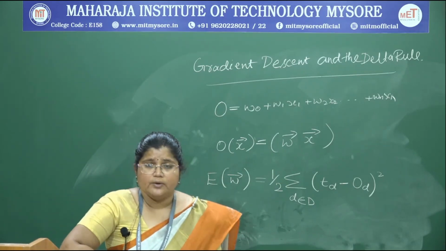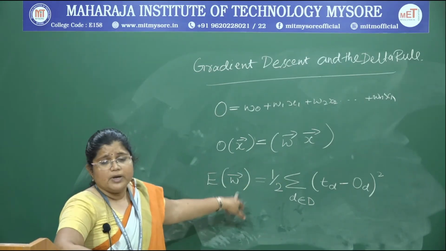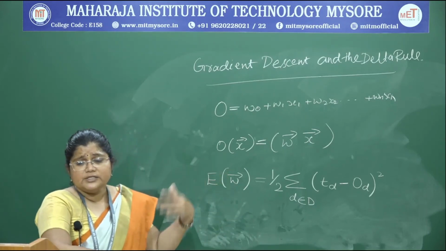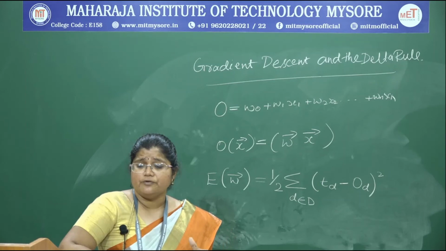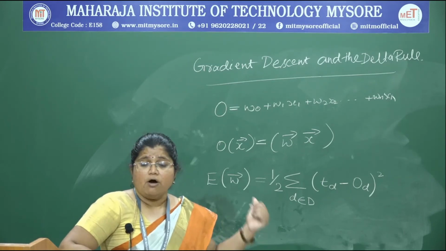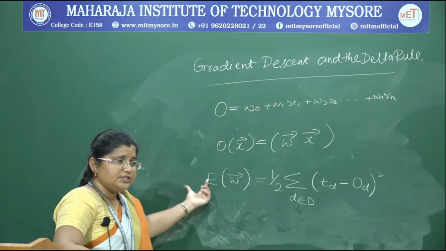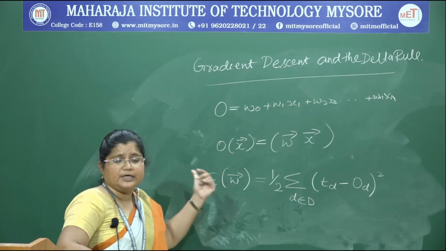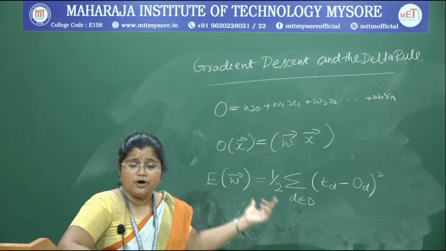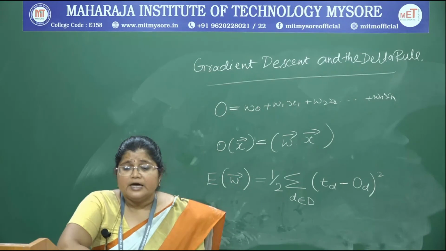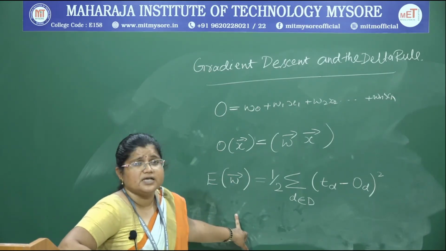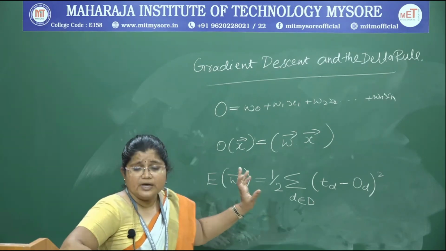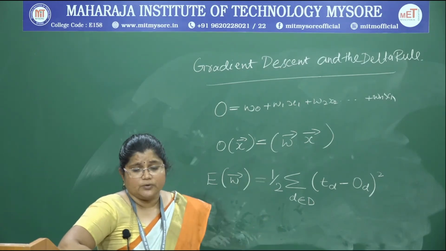In this equation, we try to specify a measure for the training error of a hypothesis. The hypothesis here is the weight vector, relative to the training examples. With respect to the training examples, we find the error by using this equation.